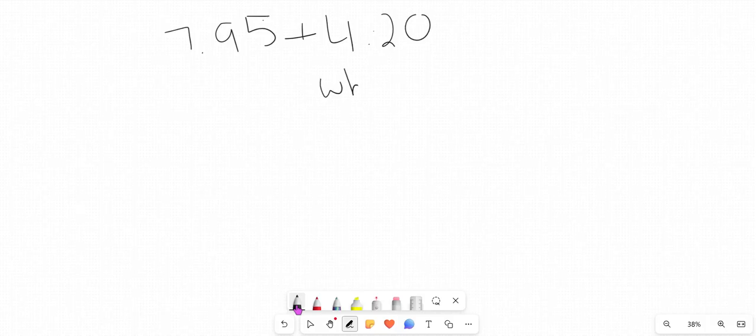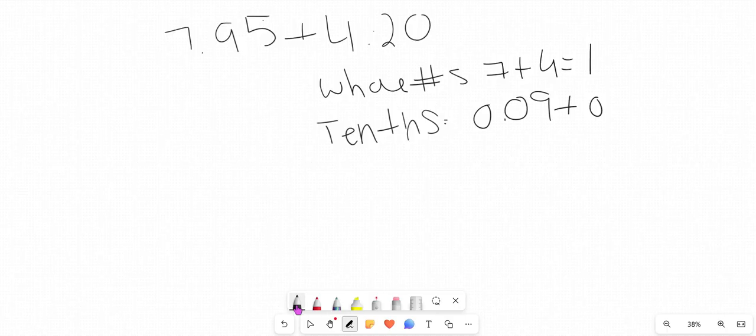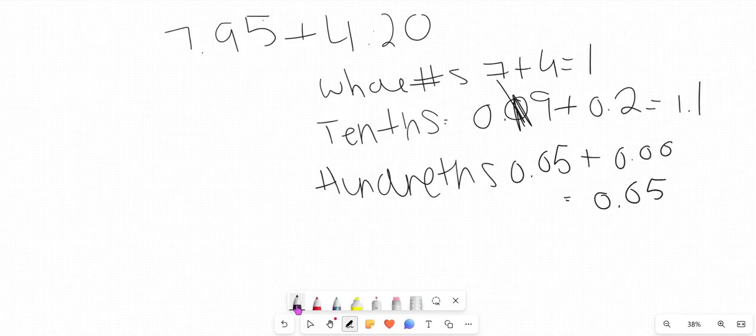So our whole numbers are 7 plus 4. And then the tenths is 0.9 plus 0.2, which is 1.1. And the hundredths, 0.05 plus 0.00, which is 0.05.